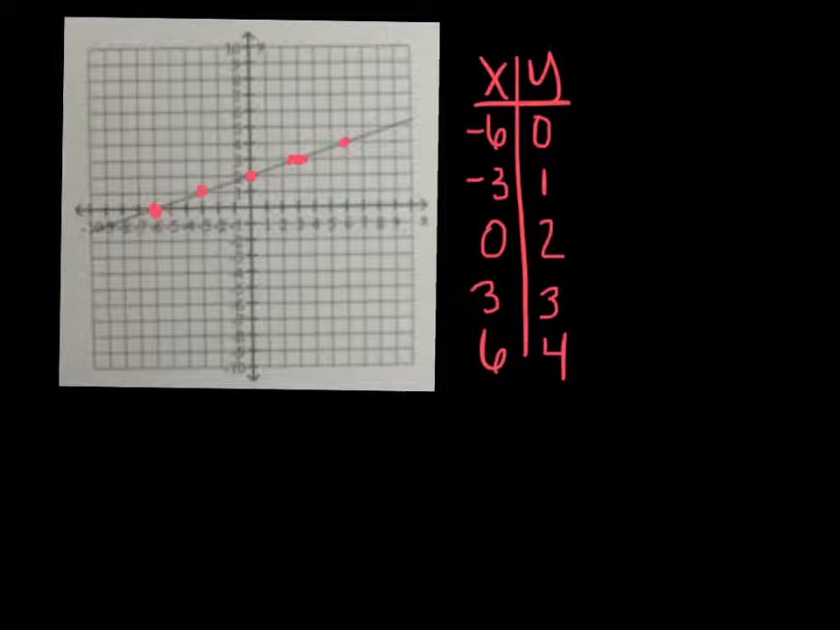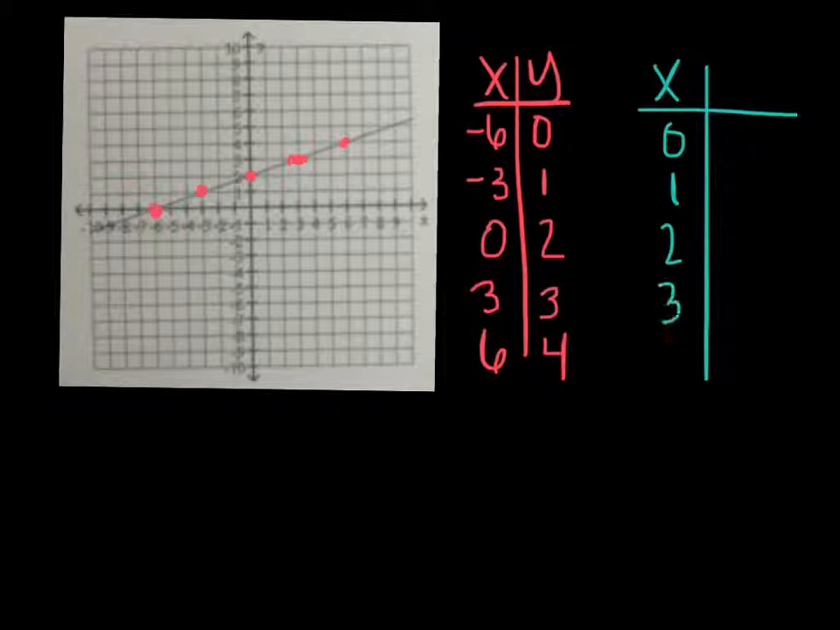And then to do the inverse, we're going to reflect it over y equals x, and in order for us to do that, we're going to take the x values. So the x values of the inverse are going to be the y values of the original, and then the y values of the inverse are the x values of the original. And then we're going to graph these points. So the first point we're going to graph is (0, -6), (1, -3), (2, 0), (3, 3), and (4, 6).